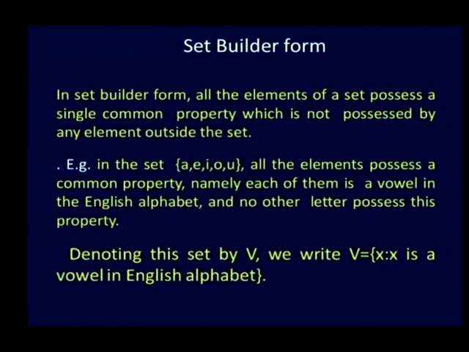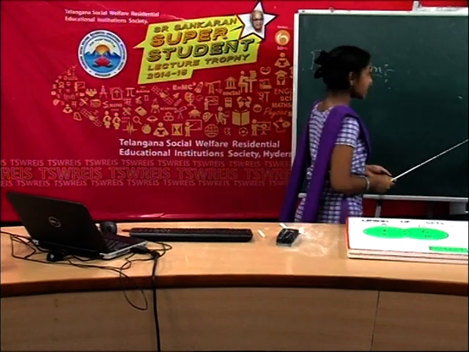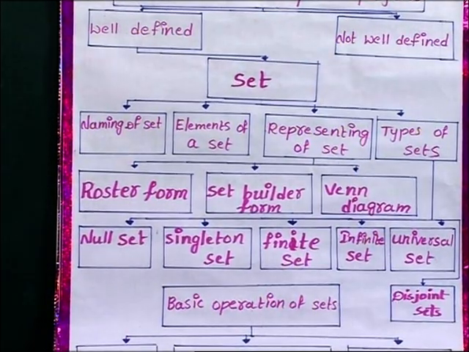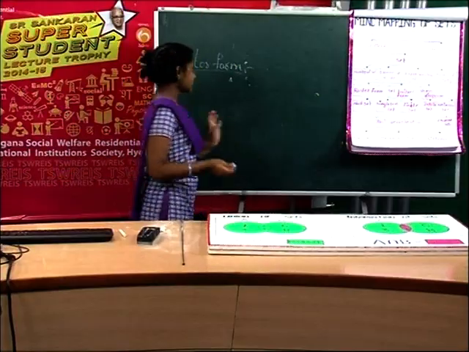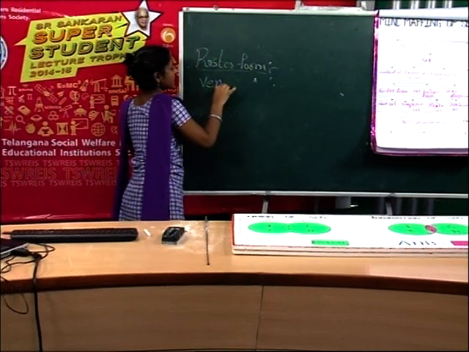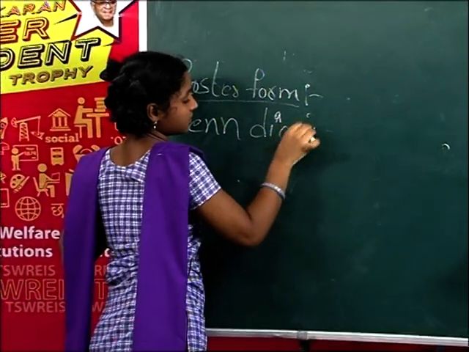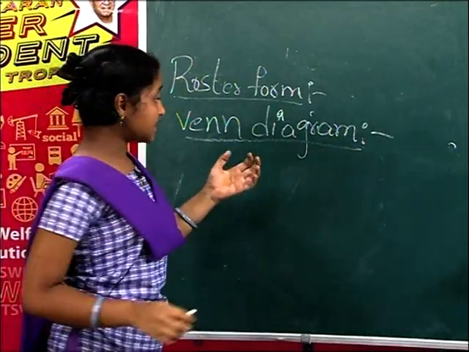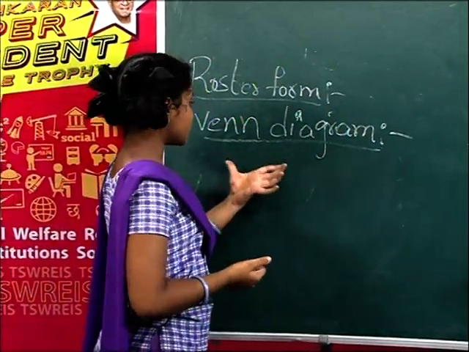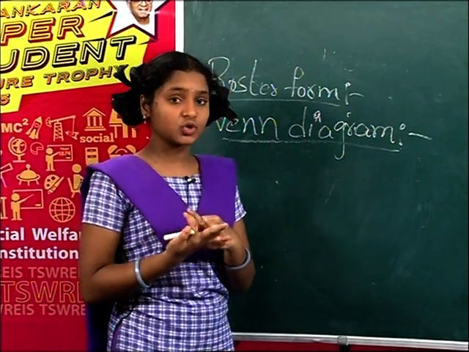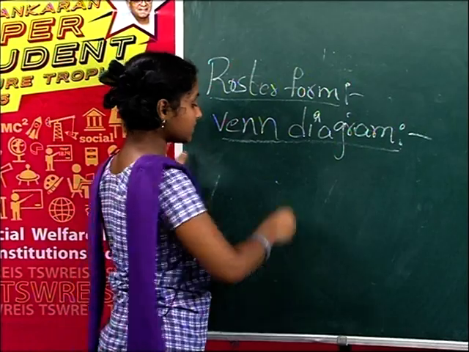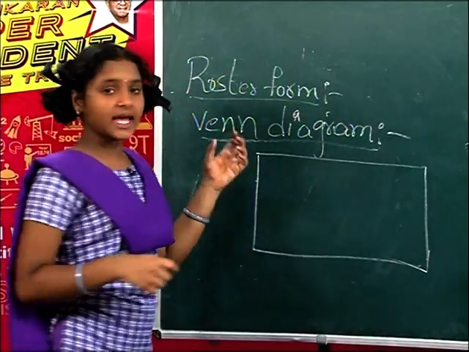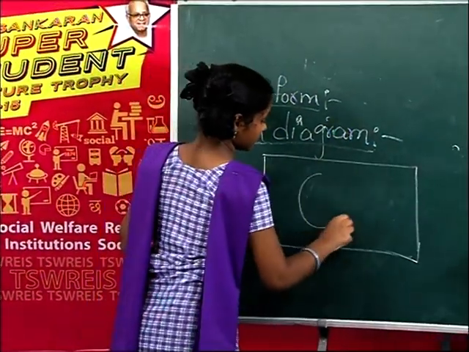Next, Venn diagrams. Sets can also be represented using Venn diagrams. These are diagrams in which the universal set is usually denoted with a rectangle, and inside it we use circles.